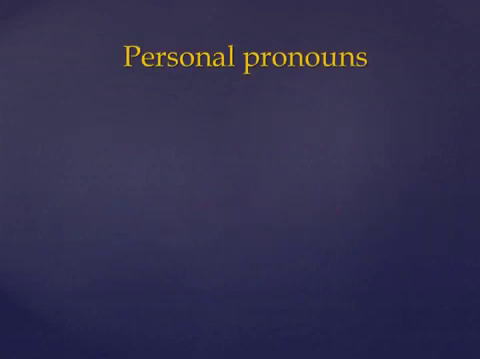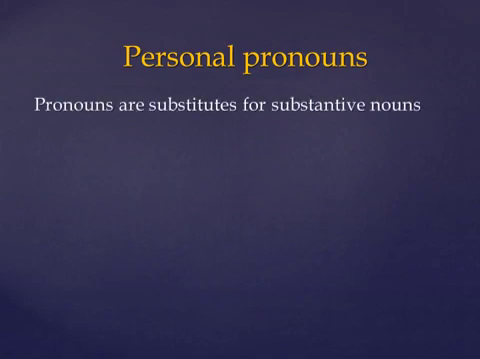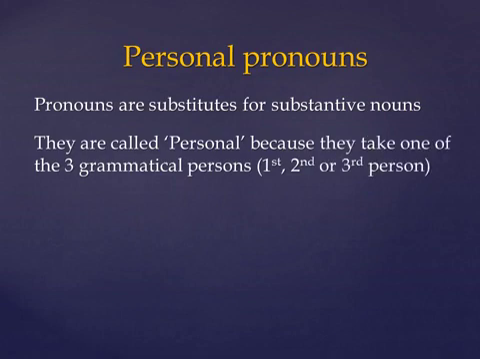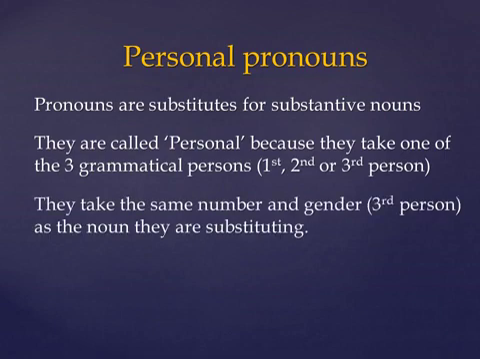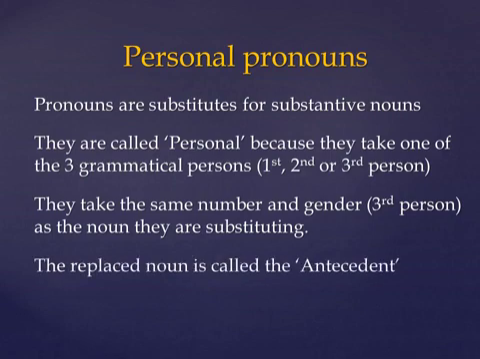Okay, so let's recap. Pronouns are substitutes for substantive nouns. They're called personal because they take one of three grammatical persons, that is, first, second or third person, like verbs. They take the same number and gender, if in third person, as the nouns which they are substituting. And this replaced noun is called the antecedent. Also, although they're very irregular, they take cases which identifies the role that they play as if they were a noun.